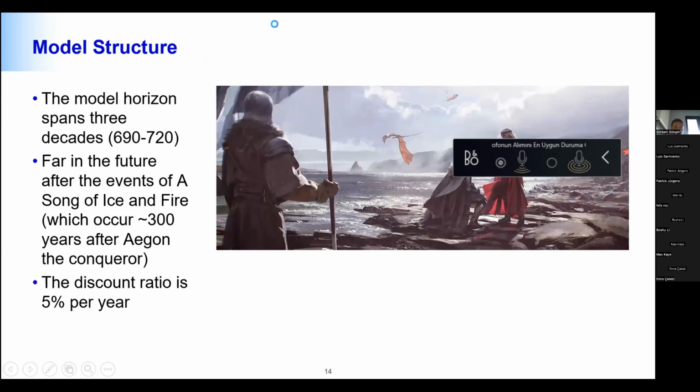And the model horizon spans 3 decades from 690 to 720. This is, if you have watched the series, far in the future after the events of A Song of Ice and Fire. And we, of course, have a discount rate of 5% as we have a modeling horizon. Our solution will also be affected by our discount rate.